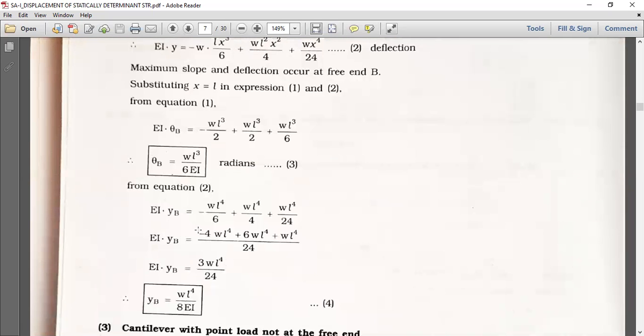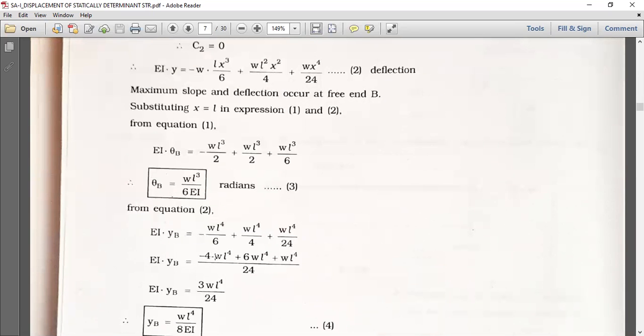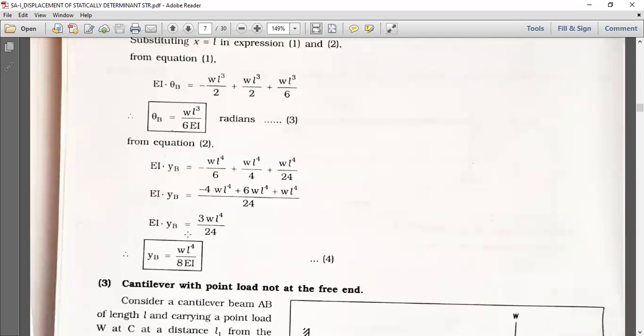For equation 2, EI into YB is equal to minus WL raised to 4 divided by 6 plus WL raised to 4 divided by 4 minus WL raised to 4 divided by 24. To simplify it, we have EI YB is equal to 3 WL raised to 4 by 24. So YB is equal to WL raised to 4 divided by 8 EI. This is the equation of slope and deflection for a cantilever beam having a uniformly distributed load.